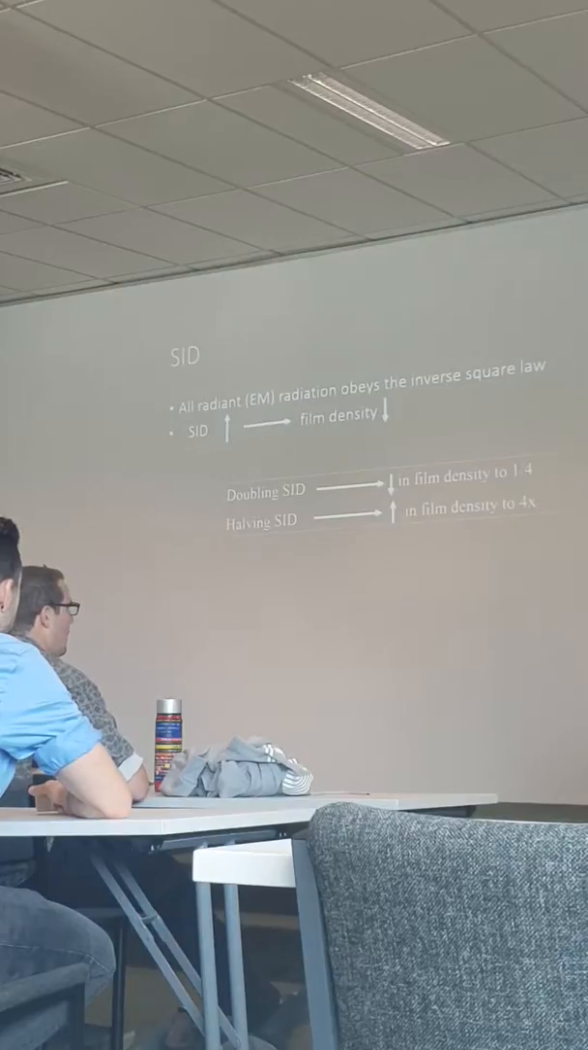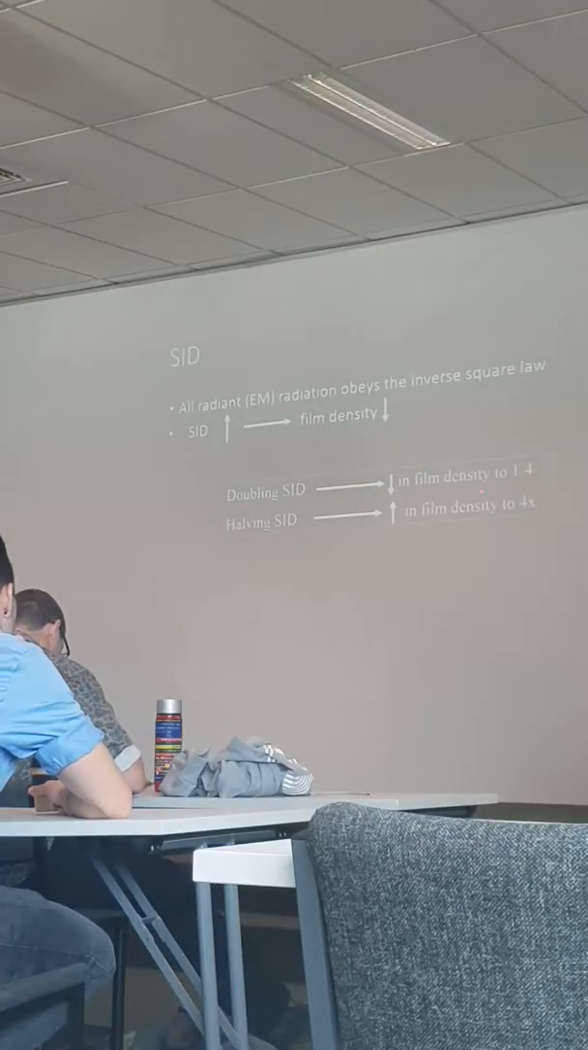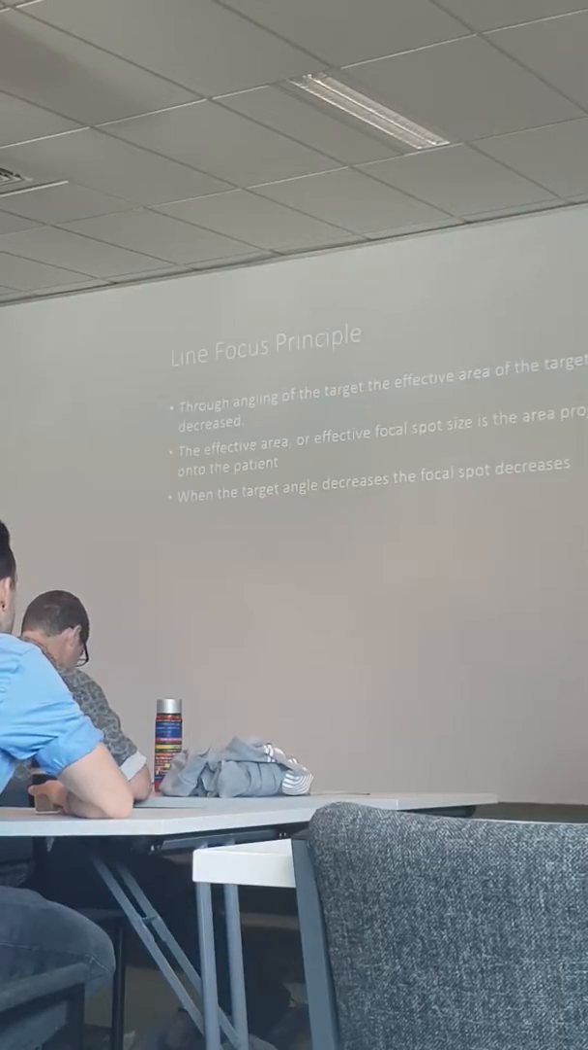It obeys the inverse square law, so doubling the source to image distance is going to decrease the film density by a quarter, whereas halving it is going to increase the film density by 4 times. So, line focus principle. This one I might go a bit slower through because it takes quite a bit to understand.